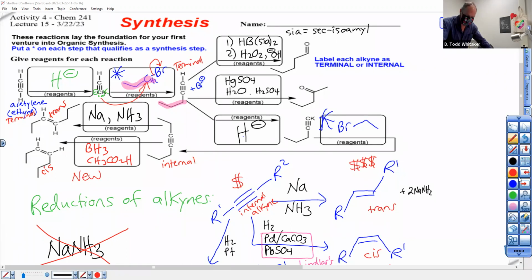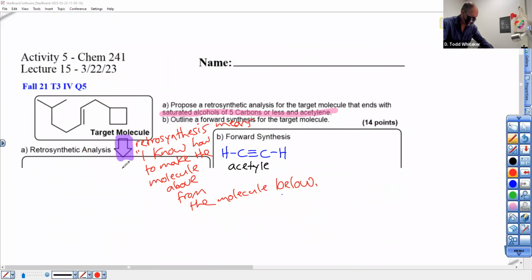Okay. Tell me what to draw here. I just said what to draw there: an alkyne with the same number of carbons. And what position is the alkyne? The exact same position as the alkene. Okay? So here is your alkyne.